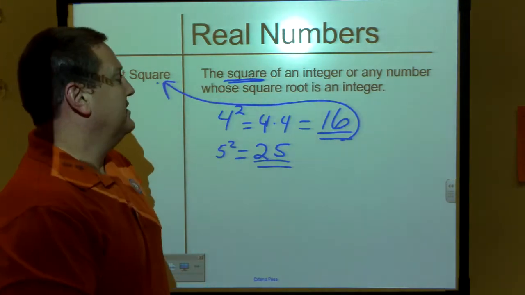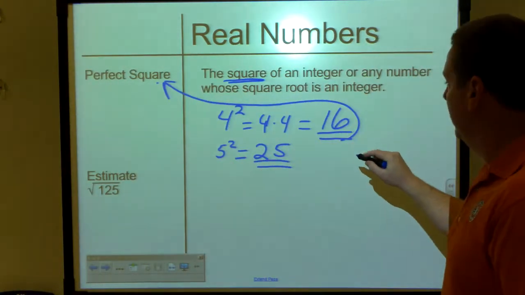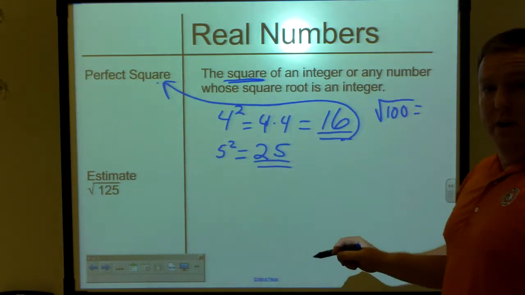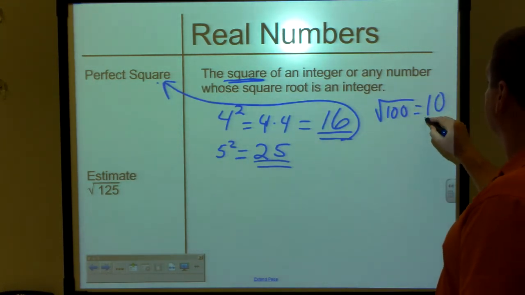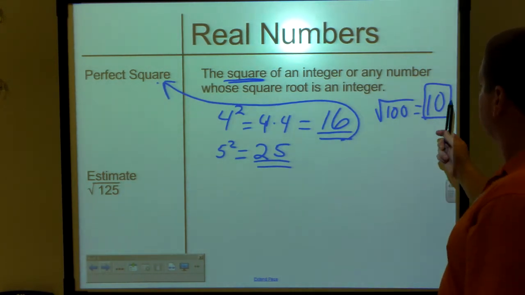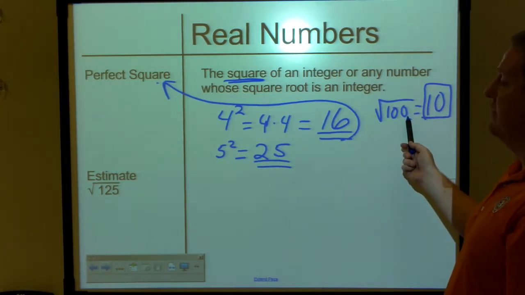Any other number that has an integer square root, let's say 100, and the square root of 100 is exactly 10. This is considered an integer because it has no decimals and no fractions. So 100 would be a perfect square also.